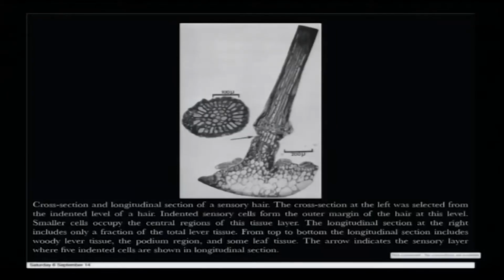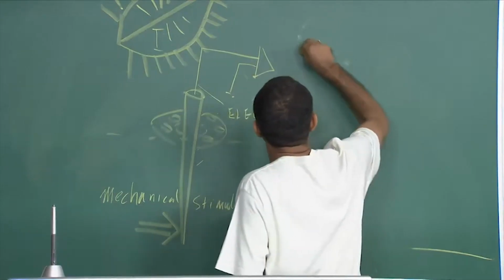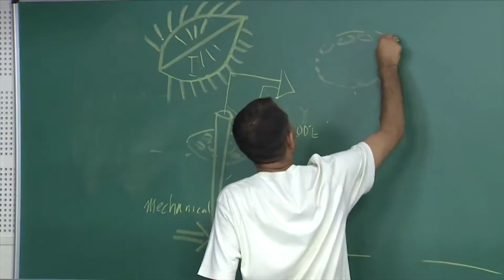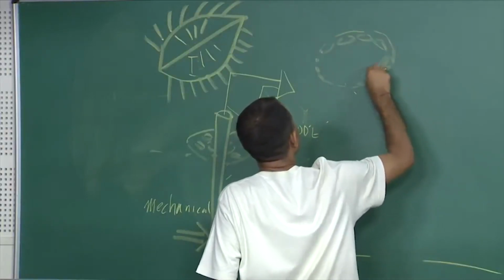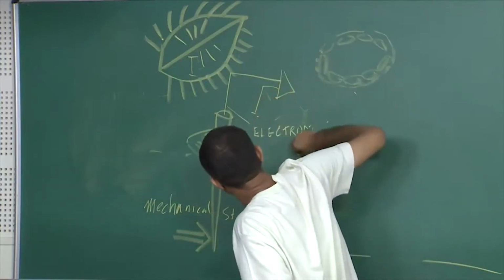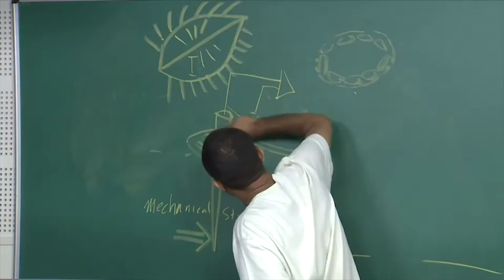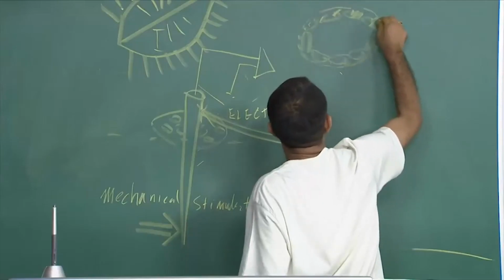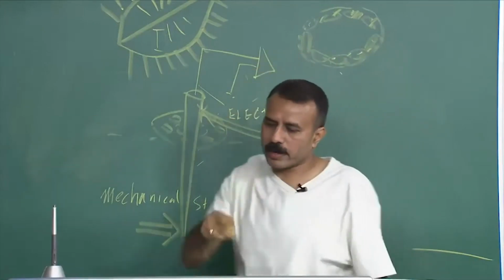The cross section at the left was selected from an indented level of a hair. Indented sensory cells form the outer margin. So, basically, if you see, this structure is something like this. On the periphery you have the sensor elements, that is where these kinds of touch sensors are acting, okay, on the surface. So, these are those sensory cells that you see in that structure.